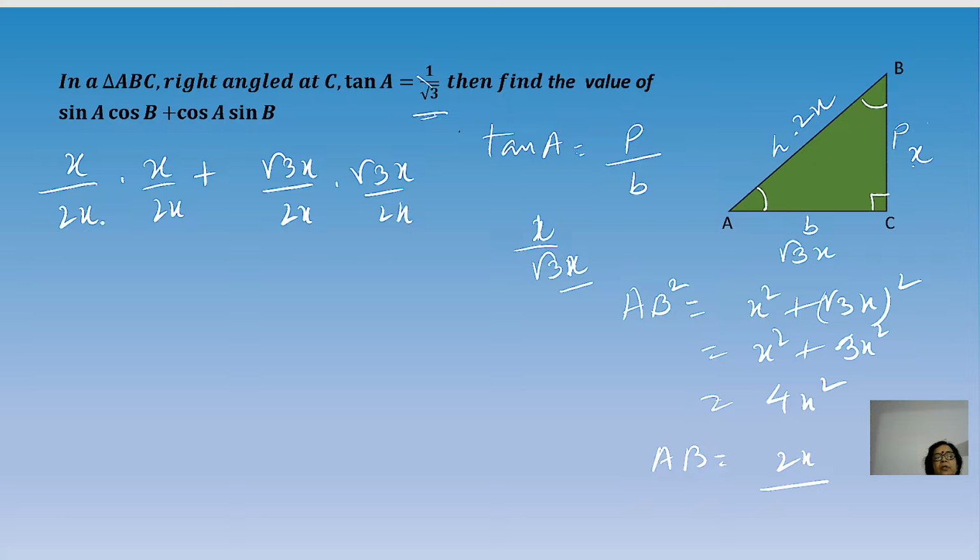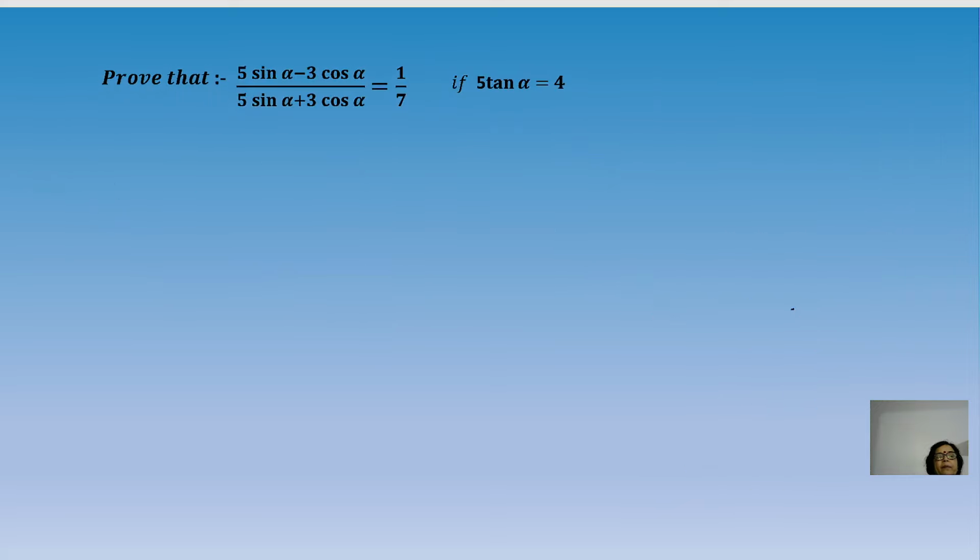Now we can eliminate all the x's and we are left with 1 by 4 plus 3 by 4, which is equal to 4 by 4, and that is equal to 1. So the final value of this expression is equal to 1.